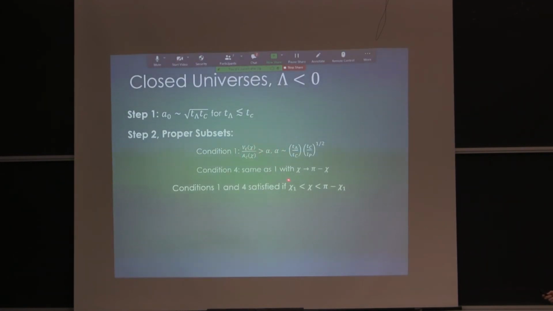So it turns out, maybe it's kind of intuitive, but they're just complements of each other, so you just end up with this range, chi1, and then pi minus chi1. So, okay, in a case with lambda equals 0, yes.